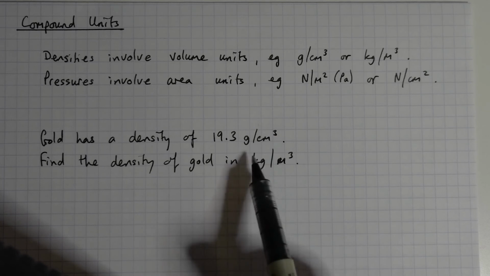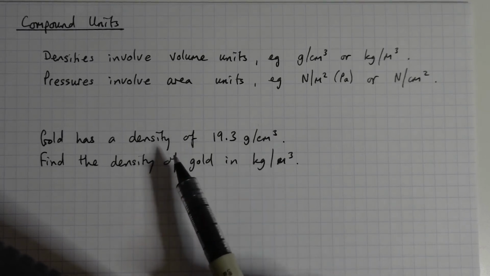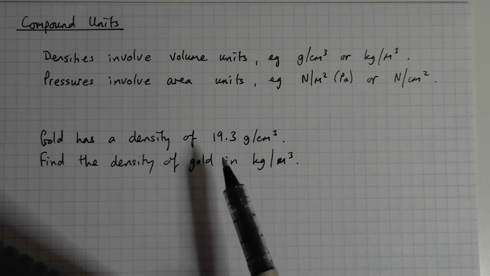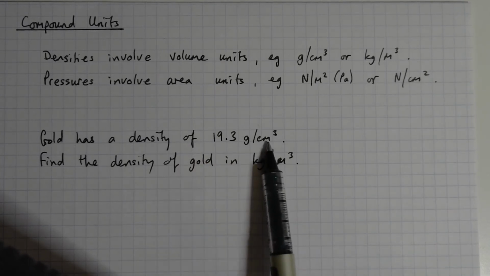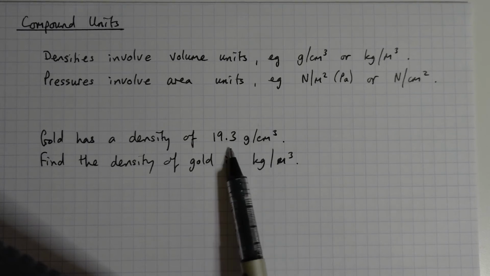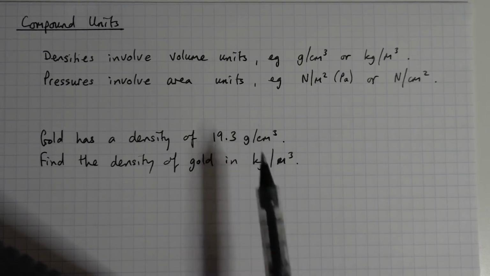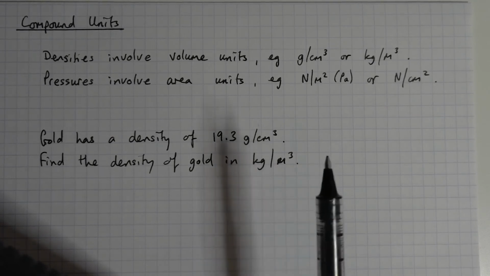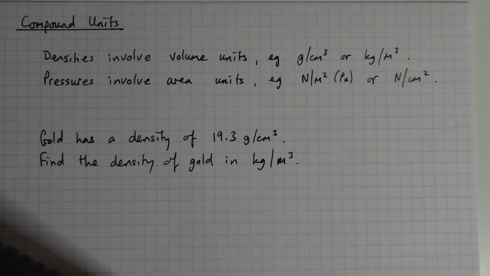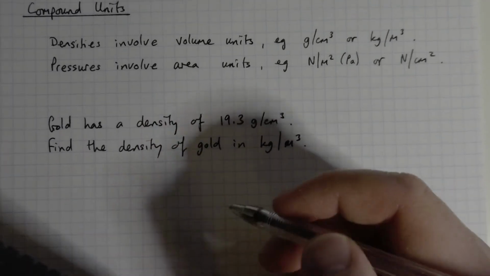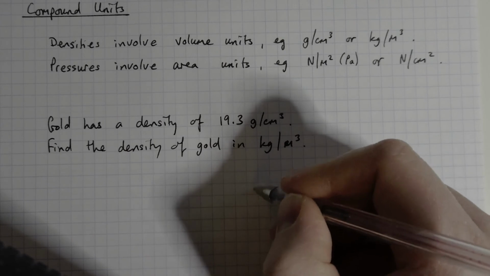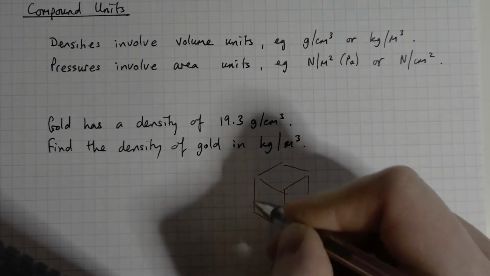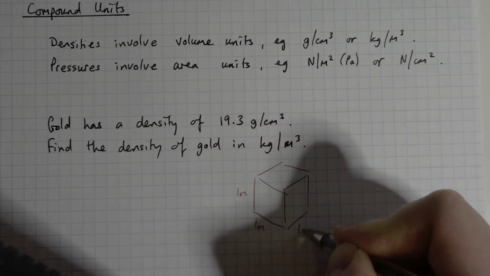Therefore, a question like this, it looks like it's about density, but I actually need the methods we were just talking about. So I've got some gold. If you had 1 cubic centimetre of gold, it would weigh 19.3 grams. That's how we're supposed to understand that. I want to know how many kilograms a cubic metre would weigh, basically. So I'm going to draw a cubic metre. It looks something like this, 1 metre by 1 metre by 1 metre.